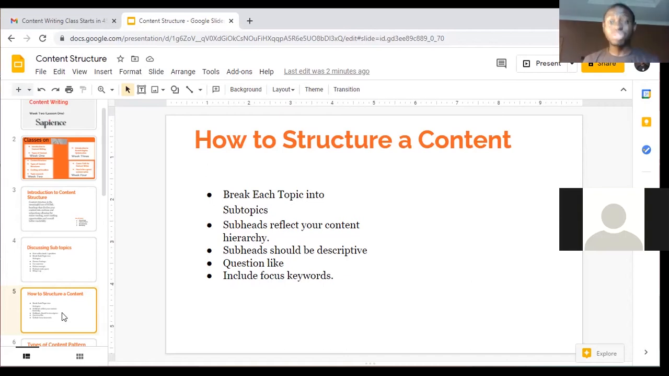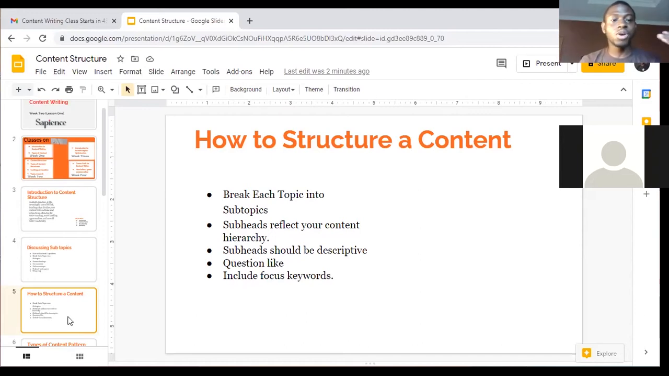It hooks the reader and draws the reader's attention. Don't worry, when we get to different types of content structure, you'll understand why it is important that your subheading should hook your reader as much as your headline does. Your subheading should also appear in the form of a question. It's advisable you make it a question.